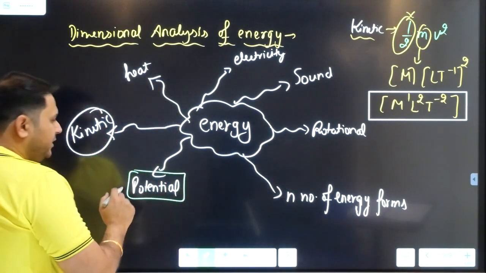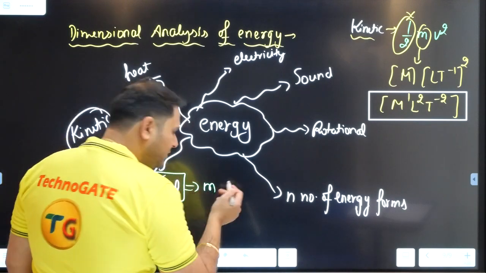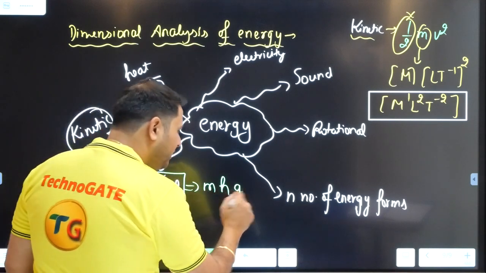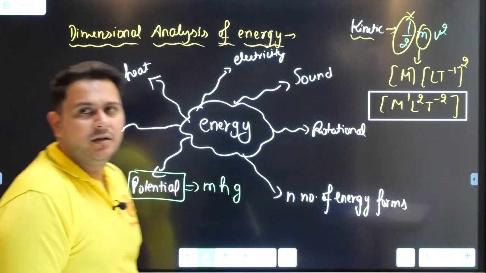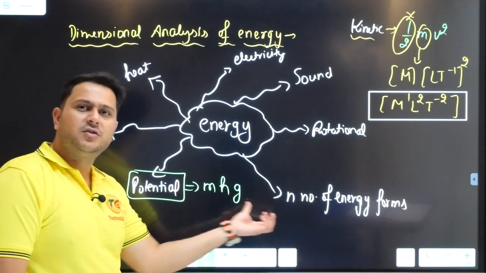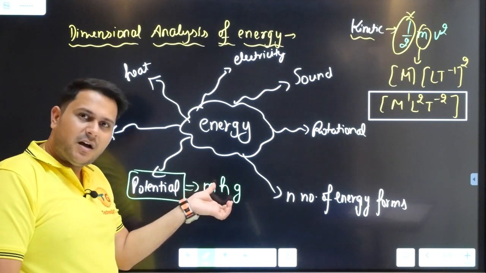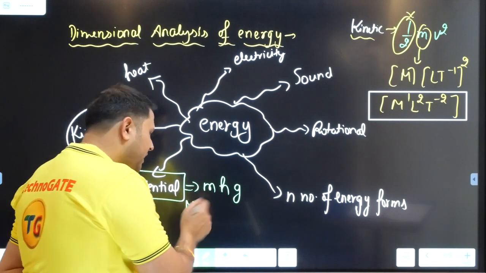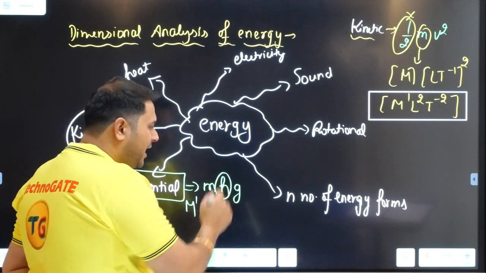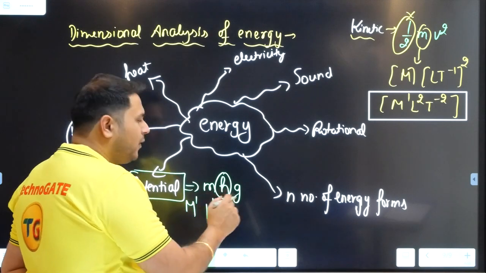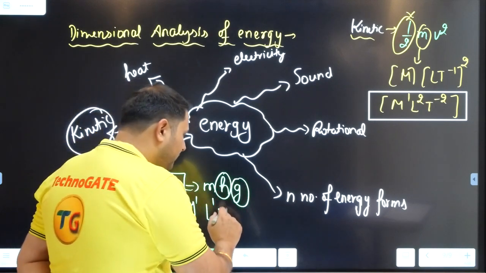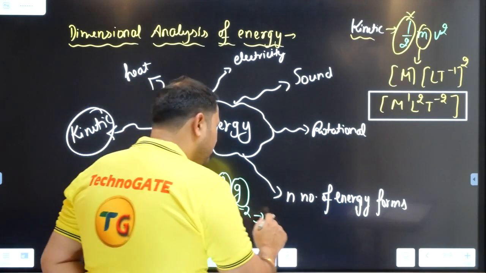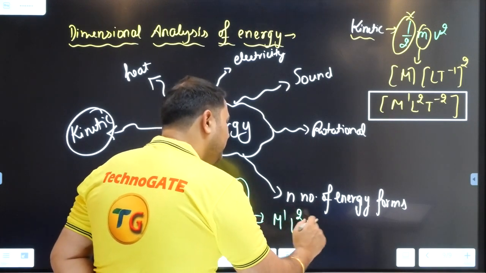What is the formula of potential energy? Potential energy is the mass stored at some height. When it is stored at some height, there will be acceleration due to gravity acting on it. So the formula of potential energy is mgh, some mass stored at some height with some acceleration due to gravity, right? So what is the value of m? M will remain M1. H is your height, so it will become L1. Acceleration is L1 T minus 2. So it will become M1 L2 T minus 2.